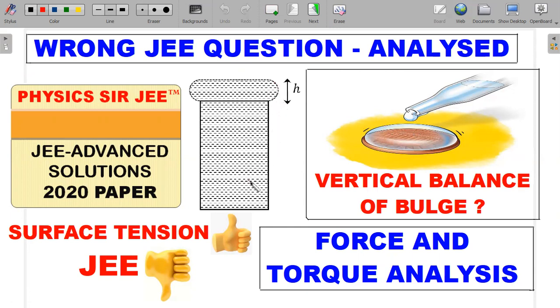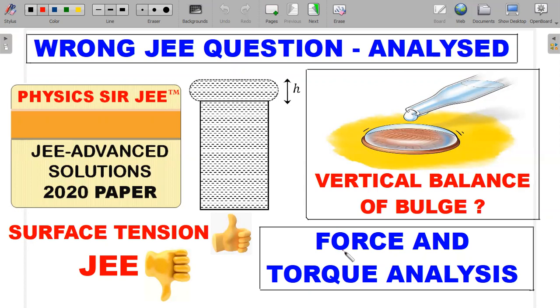Why I boldly said this is a wrong JEE question will be analyzed, and we will not only try to prove why it is wrong in multiple analyses, that is force and torque, but also try to understand the question and the concepts behind it. Any wrong question, when dissected and post-mortemed in a proper manner, gives us in-depth understanding for a future situation.